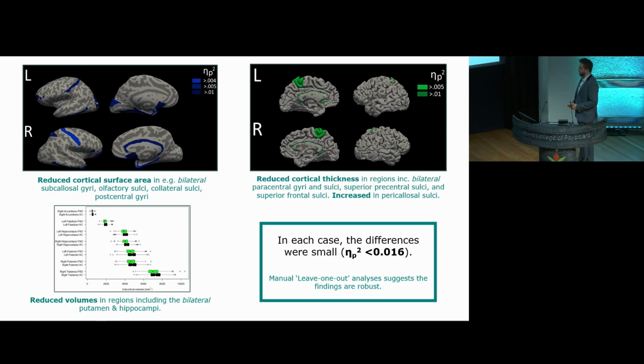It is worth emphasizing that in each case across all these morphometrics, the differences are very small. So we're looking at partial eta squared values of less than 0.016 in every case. An eta squared value of around 0.01 is deemed to be small. So these were around the small to very small differences. So obviously the significance of those needs to be borne out. However, the data did seem robust.